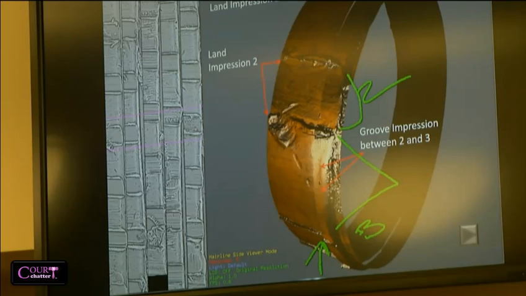All right. Is this showing agreement on land impression number 2? And also the agreement in this area here and here on the groove impression as well. There's also some agreement down through here. And is this agreement between the autopsy bullet and firearm number 1? Yes.